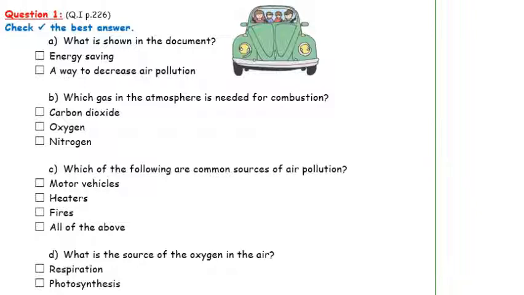Let's see, question number 1. It's found in your book on page 226. In this question, we have to check the best answer or answers. What is shown in the document? This figure shows 4 members in one car using the same car. Is it energy saving or is this a way to decrease air pollution? What do you think?